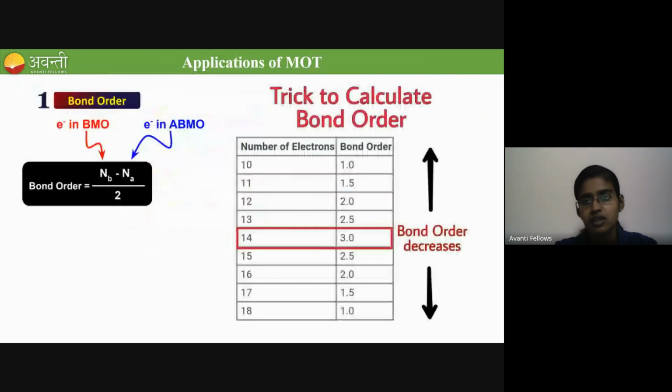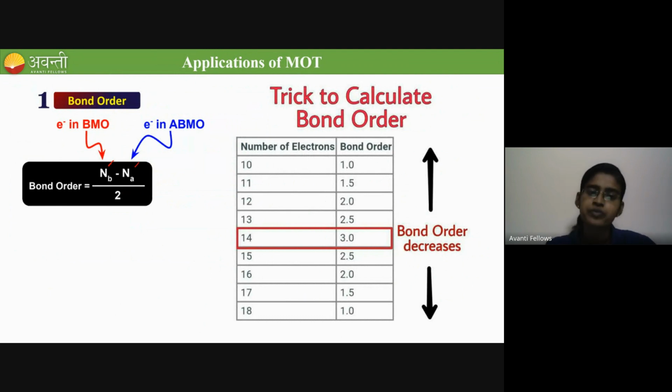Now, what is bond order? We have one formula to calculate the bond order using molecular orbital theory. It is equal to Nb minus Na divided by 2. Nb means the number of electrons in bonding molecular orbitals. Na is the number of electrons in anti-bonding molecular orbitals. Now every time we cannot draw the MO diagram and then count the electrons in bonding, anti-bonding and all, no?